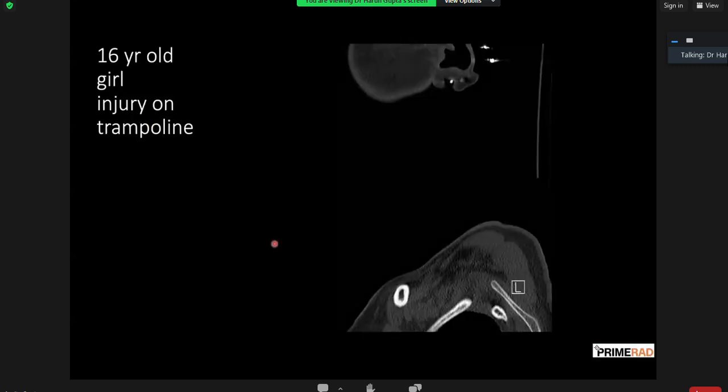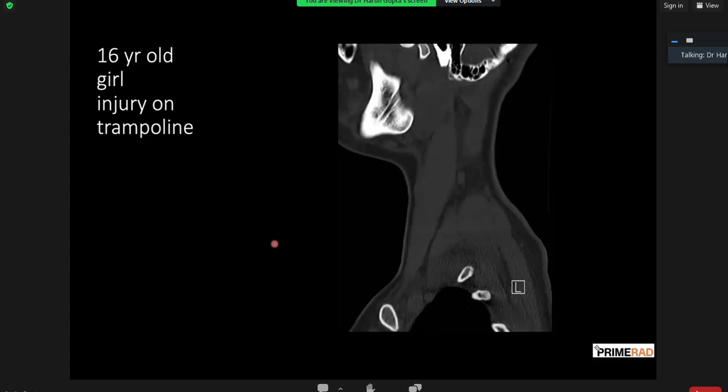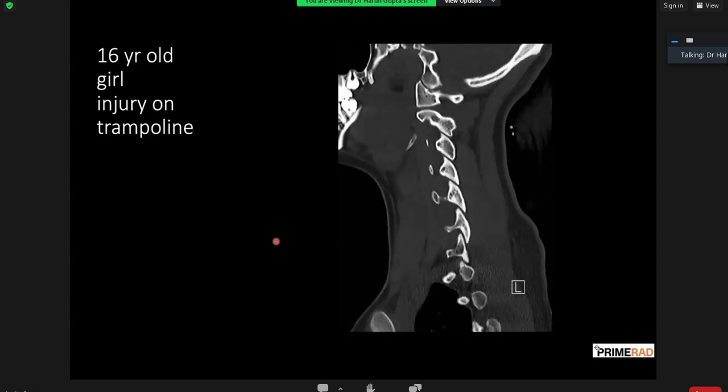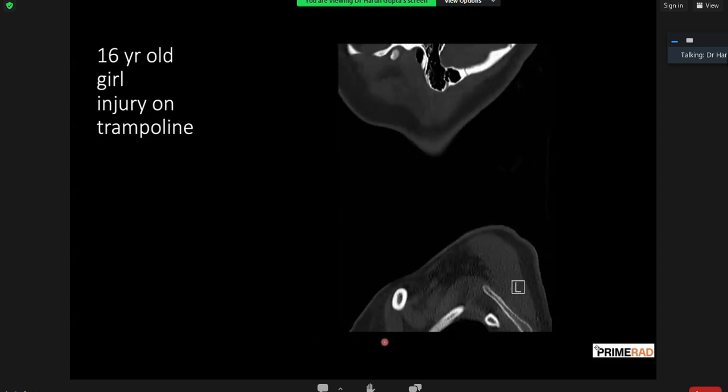So let's start with the first case, an interesting case. This is a 16-year-old girl and she had an injury while playing on the trampoline. And this was the CT scan which was done. So let's look at the CT scan.